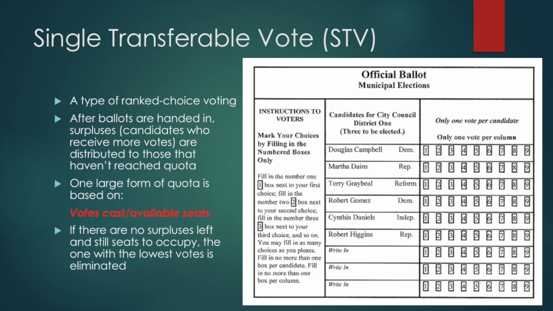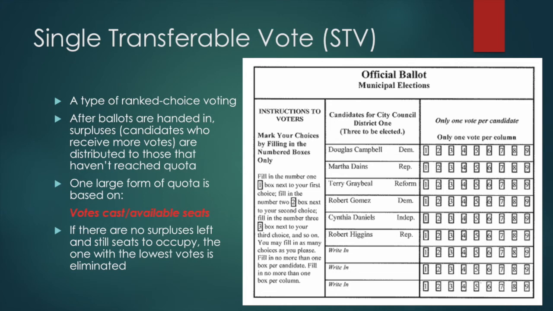candidates on their ballots. After handing the ballots in, the candidates who earned more votes than the quota, which is determined by votes cast divided by available seats, will distribute away their surplus votes to the other candidates based on the second choice vote that the voters put on their ballot. There are other ways to calculate quotas, but in today's lecture we'll focus on this calculation the most.